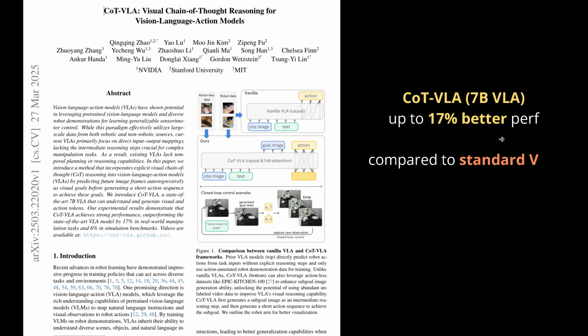Let's see. The model, as I told you here, that they use is a 7 billion vision language action model that they already developed 2 years ago. And they say, if we compare now with our specific 2-step pre-training, if we implement our idea of visual chain of thought reasoning, then our 7 billion vision language action model is up to 17% better in performance than the standard vision language action models that don't implement our idea.